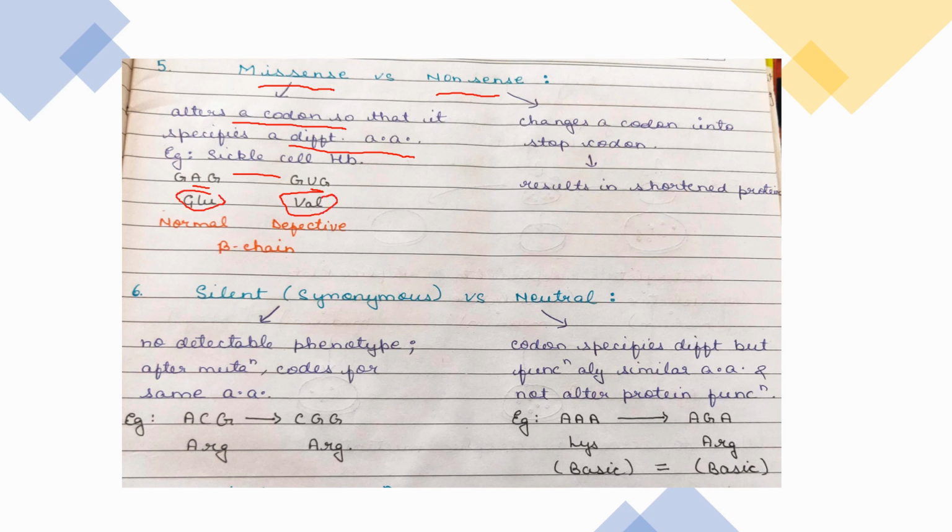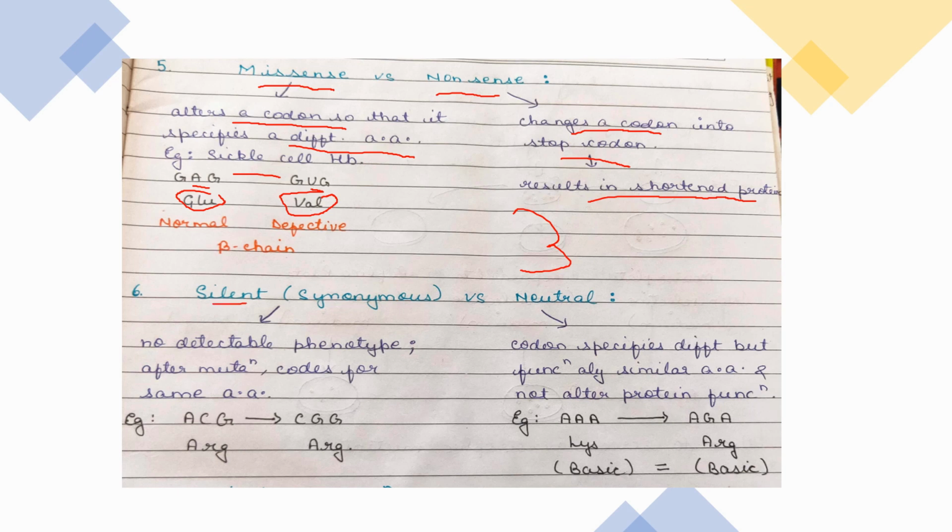Now in nonsense mutation, it results in change of codon into a stop codon. That is, we all know that we have three stop codons: UAA, UAG and UGA. So this results in synthesis of a shortened protein.